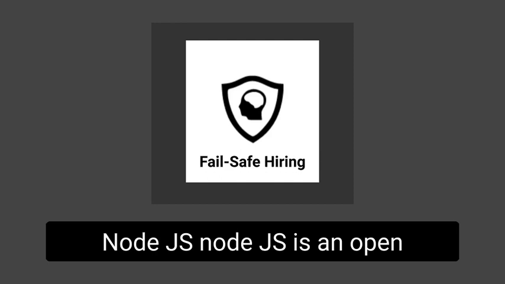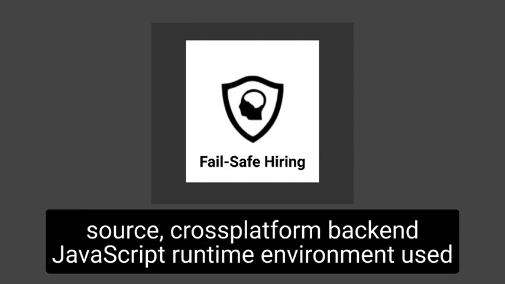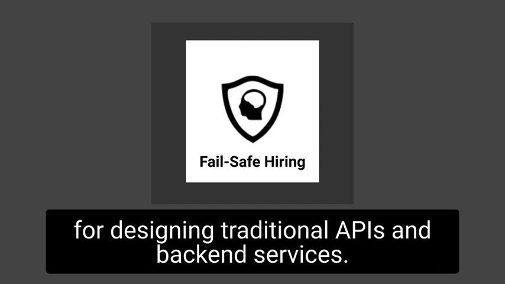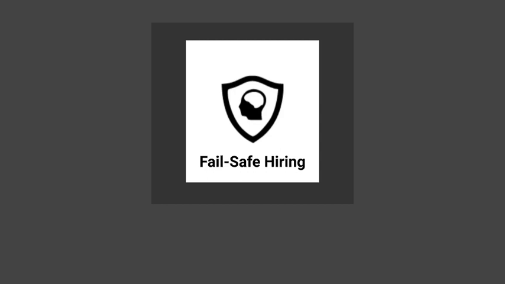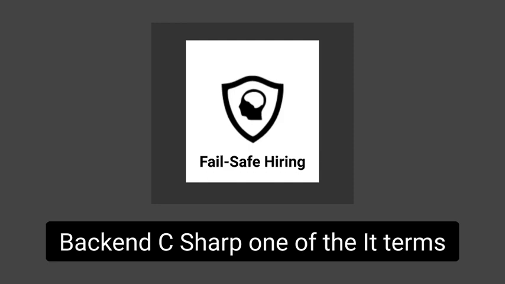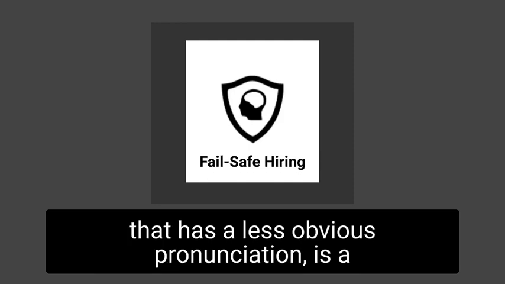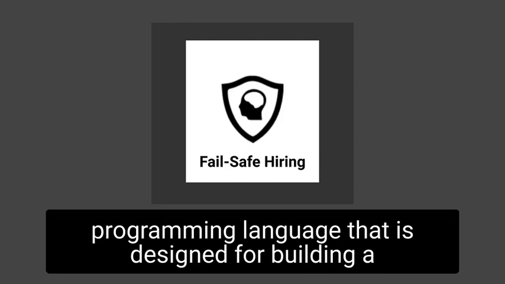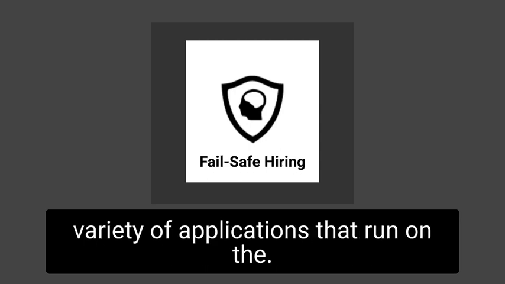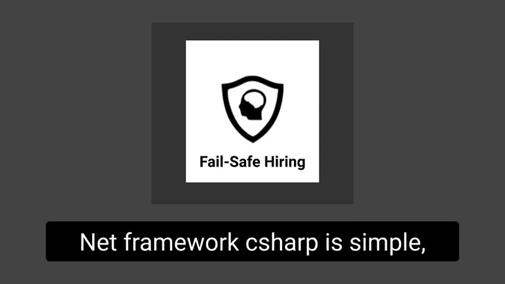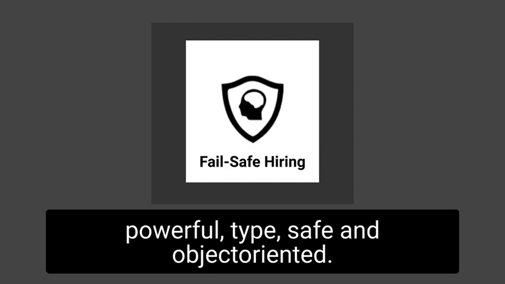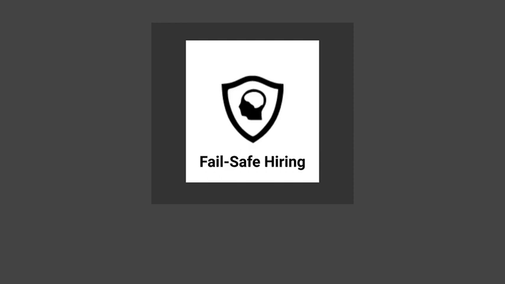Node.js. Node.js is an open-source, cross-platform, back-end JavaScript runtime environment used for designing traditional APIs and back-end services. Backend. C#, one of the IT terms that has a less obvious pronunciation, is a programming language designed for building a variety of applications that run on the .NET framework. C# is simple, powerful, type-safe, and object-oriented.